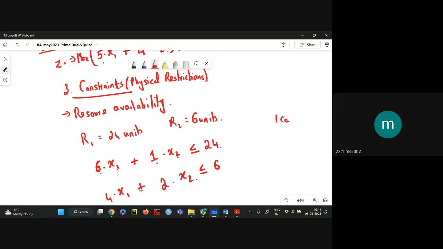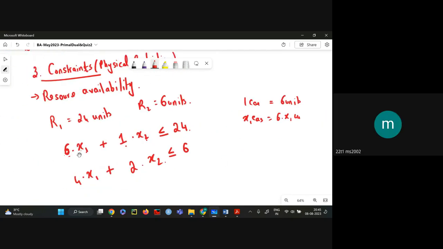One car requires 6 units. So if I produce X1 cars, I need 6 into X1 units. Similarly, I need 1 into X2 units for producing X2 number of dolls. This total should be less than or equal to what is available to me, which is 24. So this 6 and 1 should correspond to R1.